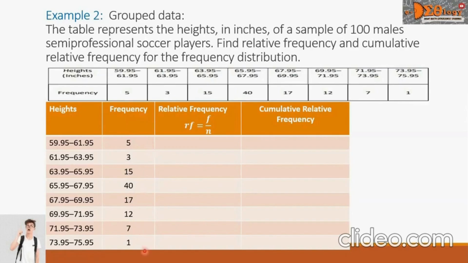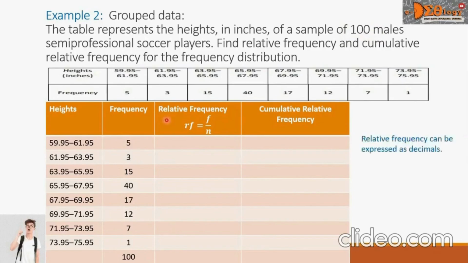Next, we're going to find the total of the frequency, and this is equal to 100. This is based on how it is described in the problem that there must be 100 male players. Next is the relative frequency. This time, we are going to use this formula to express and show that relative frequency can be decimals also.